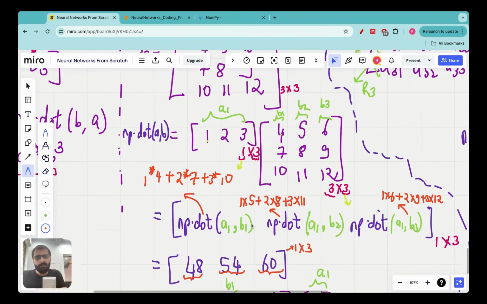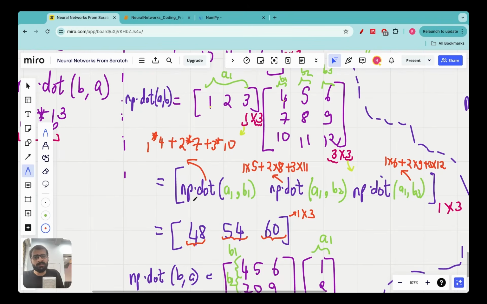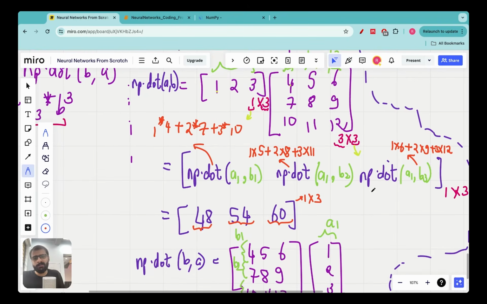So remember that when you take a dot product between a vector and a matrix, usually what happens is that the rows are multiplied by the columns. So the row, which is a1, will first be dot-producted with b1, then you will take the dot product between a1 and b2, then you will take the dot product between a1 and b3. So essentially there are three dot products being calculated.